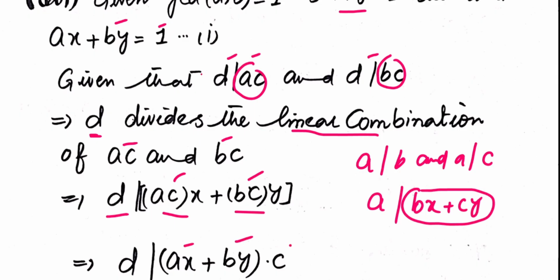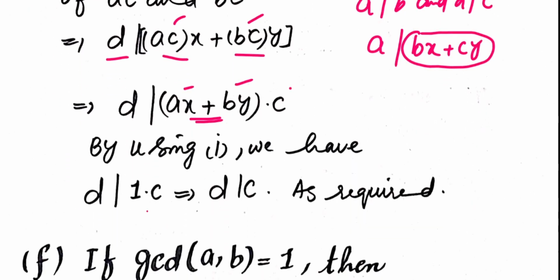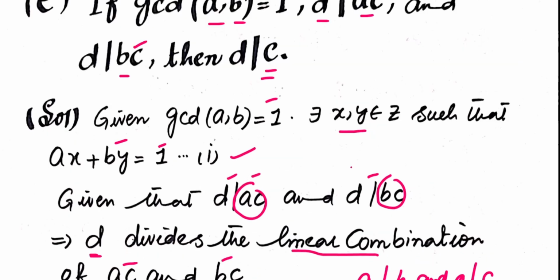From question number 1, AX plus BY is equal to 1. So substituting this value of AX plus BY, we have D divides 1 into C. 1 into C means C, as required. D divides C.